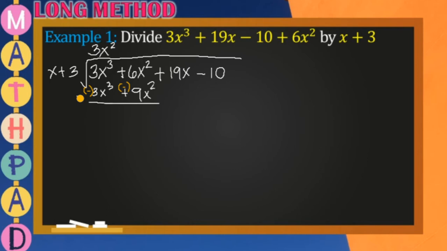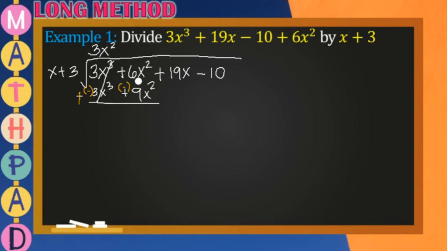Now, next is to add. Since this is positive 3 and negative 3, that is 0. Then here, 6 plus negative 9. Since our signs are different, we subtract and copy the sign of the larger number. 9 is larger than 6, therefore we have negative 3 here, and then copy x squared. And then bring down 19x.